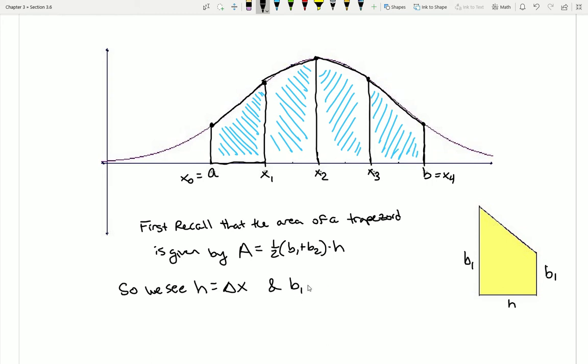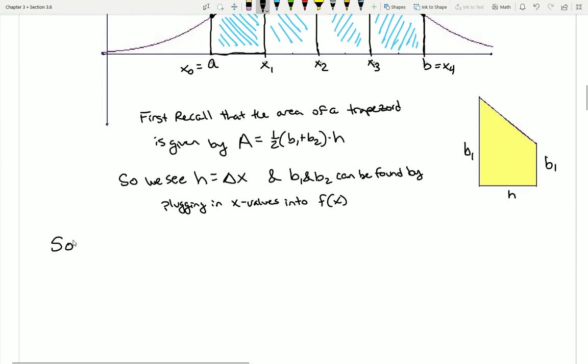And B1 and B2 can be found by plugging x values into our function, right? Like if I plugged x number 4, b, into my purple function, that would tell me the length of this side. That would get me like a b1. And if I plugged in x3, that could tell me this side up here and how long that would be. So if I kind of put this all together to approximate the figure that I have up above, I could say that the total area up there then is going to be roughly equal to, and I could add all these trapezoid areas together.